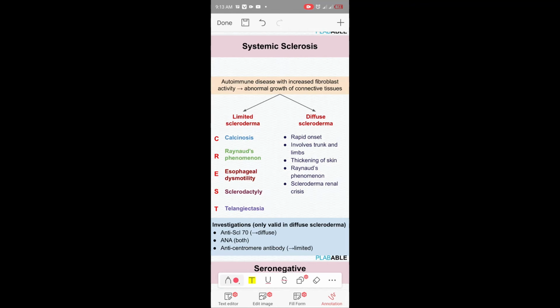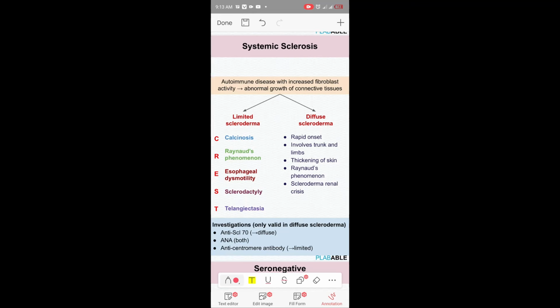In limited, you need to remember that one by CREST. That's calcinosis, Raynaud, esophageal dysmotility, sclerodactyly, and telangiectasias. Pulmonary involvement is actually the leading cause of death in patients who have scleroderma.